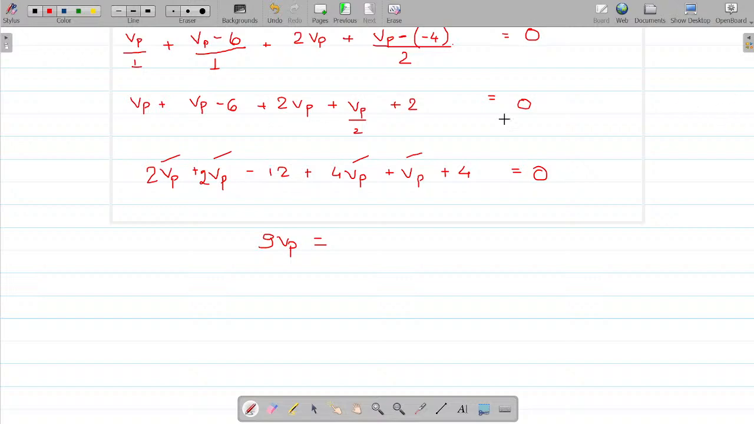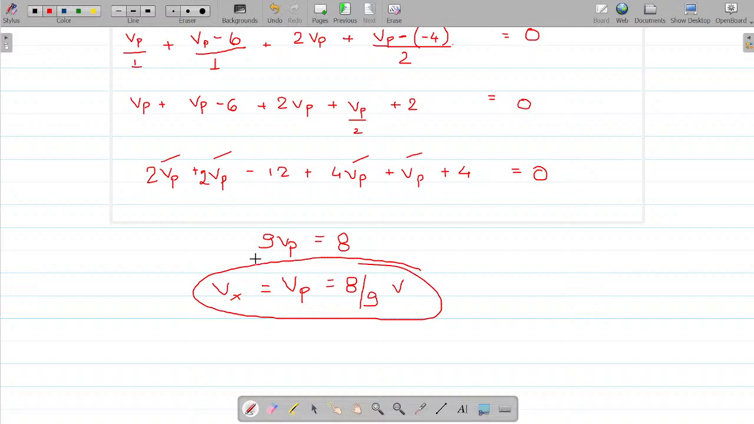If you send it to the right hand side, what would it be? It would be plus 8. I'm repeating it: minus 12 plus 4 is minus 8 on the left hand side. When you put it on the right hand side, it would be plus 8, right? So your Vp comes out to be 8 by 9 volts. But the question was asking us what is Vx, and we know Vx is equal to Vp, so our answer would be 8 by 9 volts.